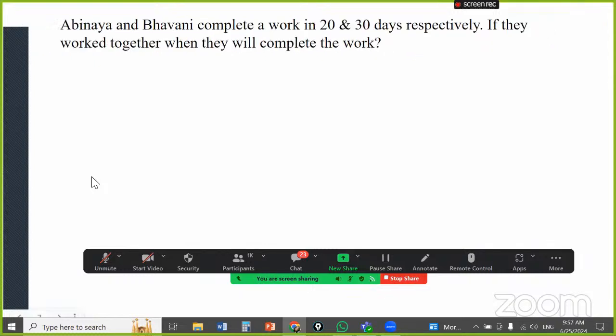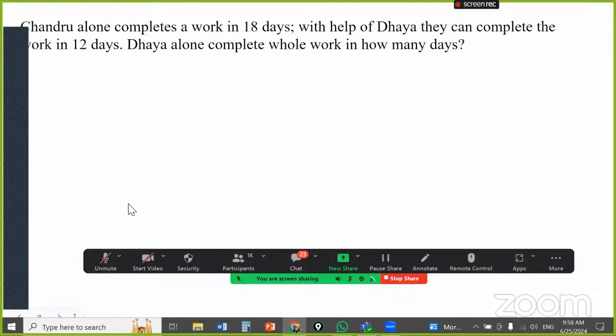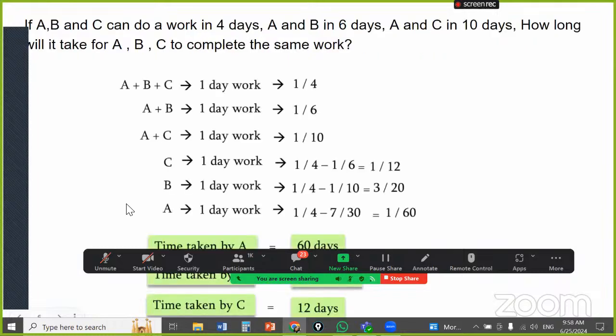I think somebody wanted the previous question. Someone was asking. So this is the previous one. You can note it down. I think you have made a note of it. We'll move on for the next one. This is the previous one. Okay.